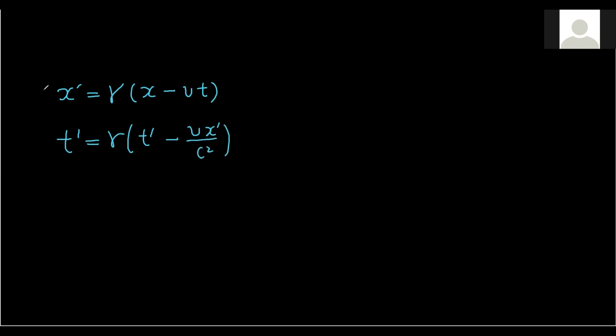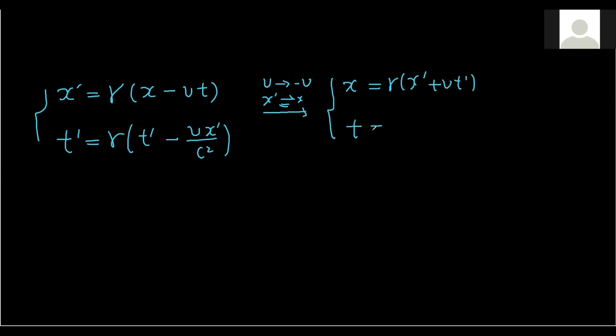C squared. Now, if we just exchange the v, so v became negative v, and x prime exchanged with x, we get the symmetrical formula. This is x equals gamma times x prime plus vt prime. Can you see? And t will equal gamma times t prime plus vx, sorry.